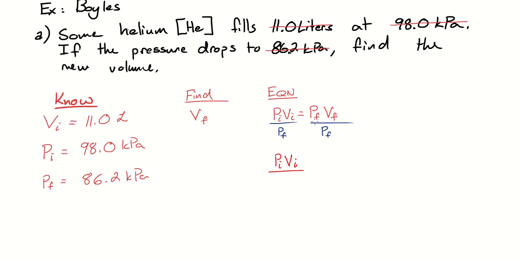Okay, Pi Vi divided by PF is exactly equal to what's the only thing that's left on the right side? VF. Do I know the value for Pi? Yes, that's correct. Initial pressure is 98 kilopascals. Do I know the initial value for the volume? Yeah, 11 liters. Here's my 11. Do I know the final value for pressure? Yeah, 86.2, okay.